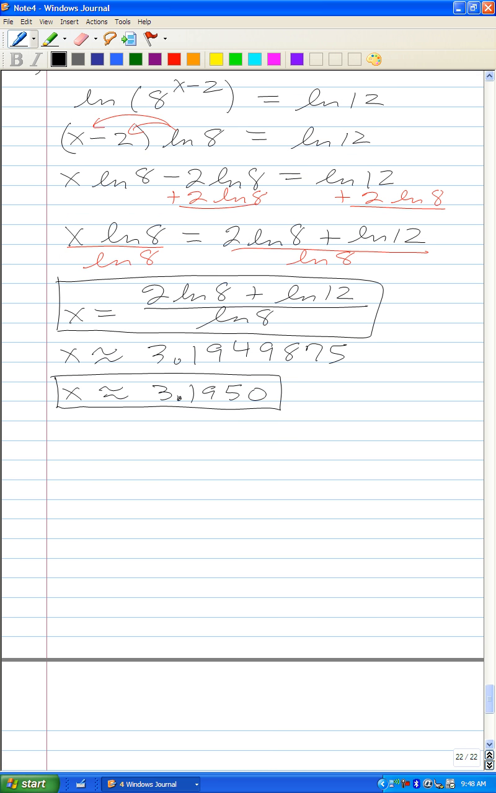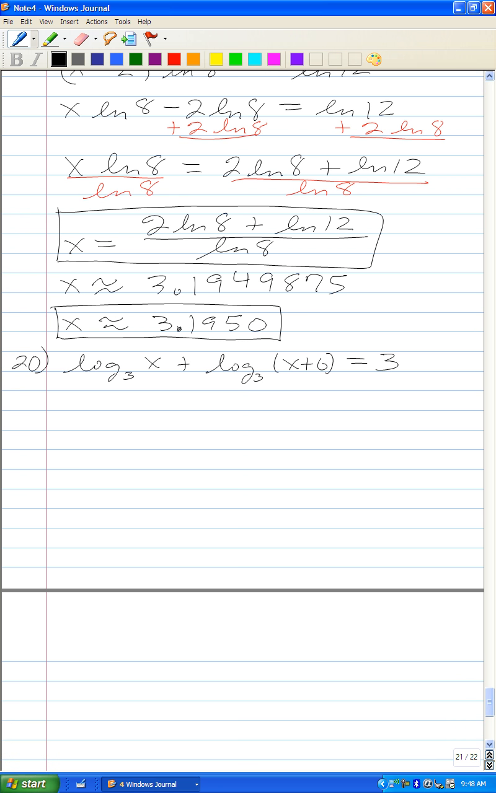Problem 20. Log base 3 of x plus log base 3 of x plus 6 equals 3. Solve each equation. So let's rewrite this. By the properties of logarithms, this is the same as the log base 3 of, well, addition of logs becomes the log of their product. So let's multiply x times the x plus 6 to get x squared plus 6x.